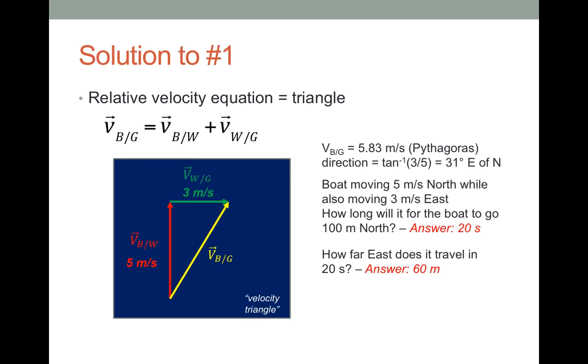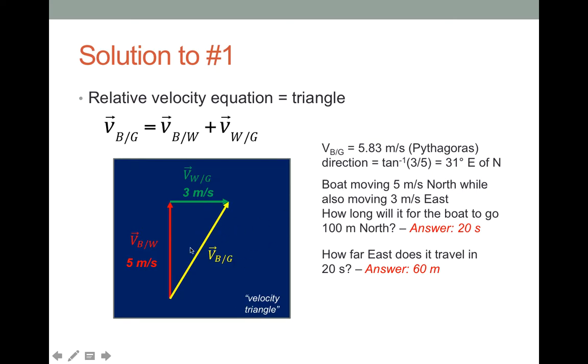Now, let's look at the solution to the first problem. First thing we're going to do is draw the relative velocity equation. And what we have right here, this is the boat relative to the water, which we know is headed due north, because that's where we aimed our boat, and it's going at 5 meters per second. The current is moving to the east, so we're going to add these 2 vectors together, and this will be our resultant vector. This, of course, will be a right triangle because the boat is aimed north, and the current is pushing it at right angles, basically eastward.